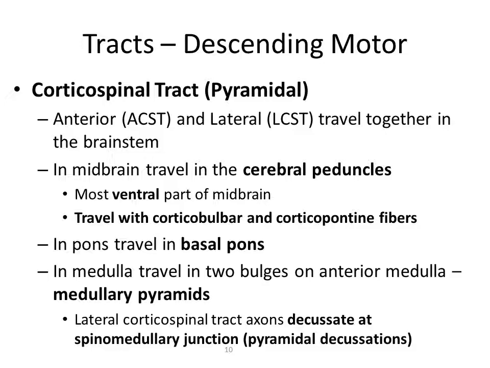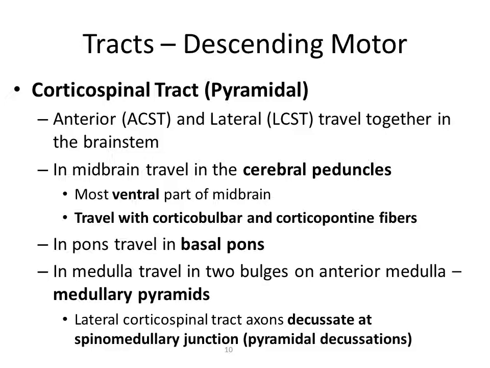These tracts remain anterior throughout the brainstem, so they come down in the cerebral peduncles and the ventral aspect of the midbrain. They travel in the basal pons, so the ventral aspect of the pons, and then those medullary pyramids are the most ventral aspect of the medulla.